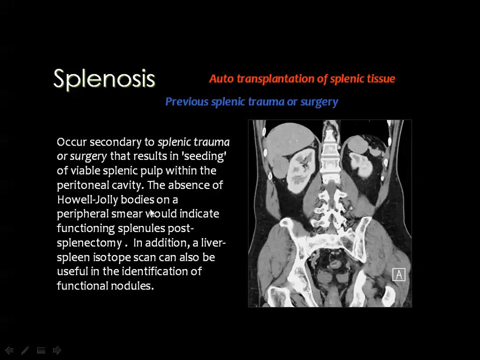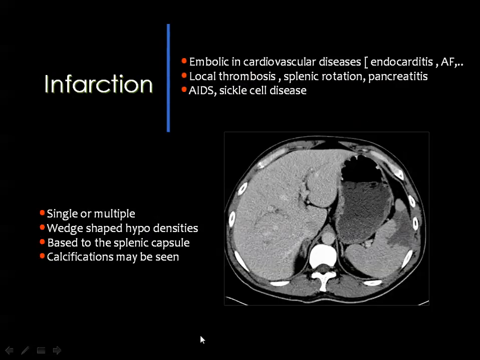And this is the case, and this is known as splenosis, and this diagnosis cannot be obtained unless you know that there is a previous history of splenic trauma or surgery. Then you see this shadow and this one and this one and these two lesions, they represent multiple spleens in the abdomen and pelvis in a case of splenosis after splenectomy.